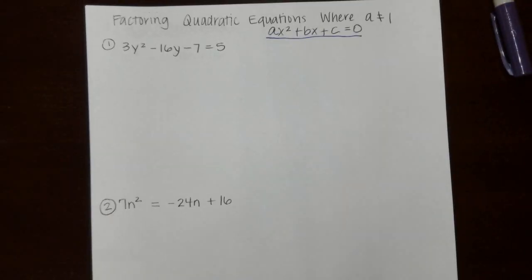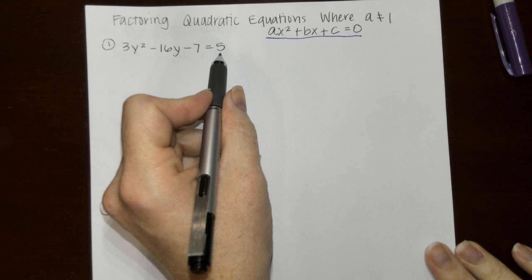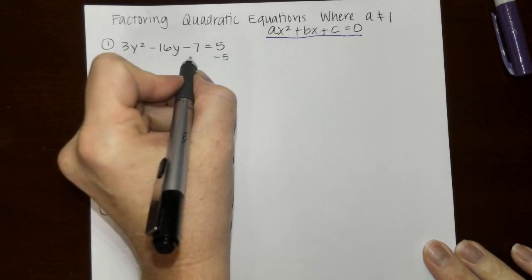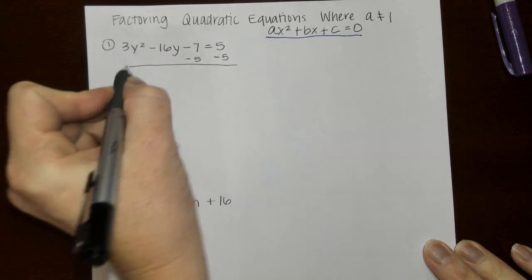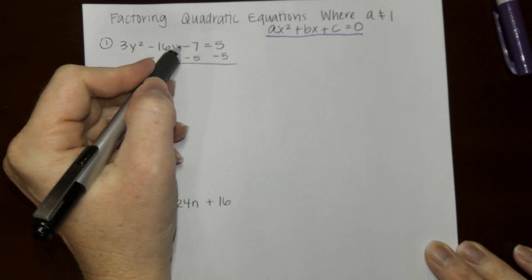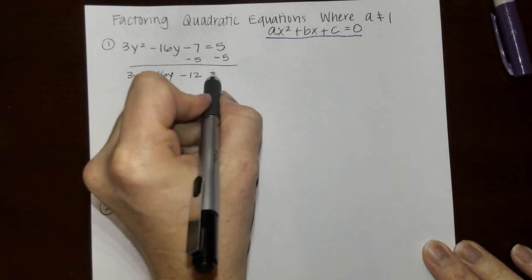So if you look at number 1, we would see that it is not in standard form because we have a 5 over here. So what we need to do is move that 5 so it's equal to 0. So we're going to subtract 5 on both sides. 3y squared minus 16y. Negative 7 and negative 5 is a negative 12. And that's now equal to 0.